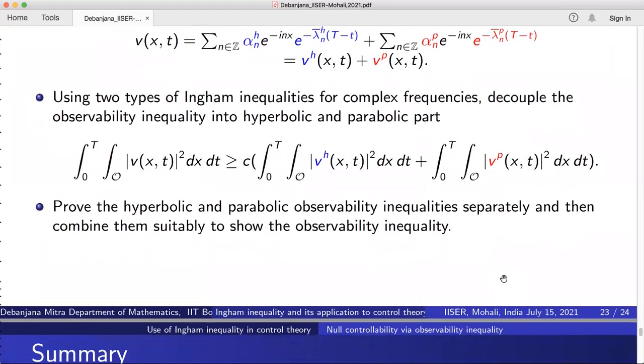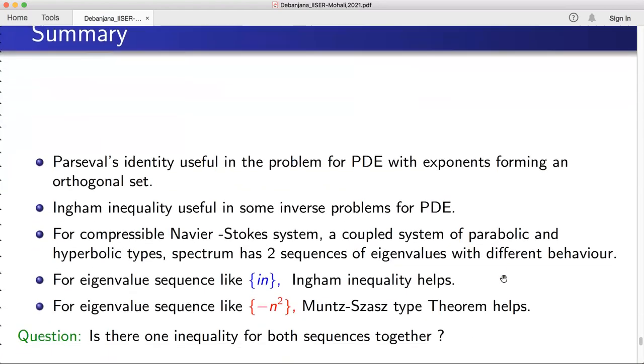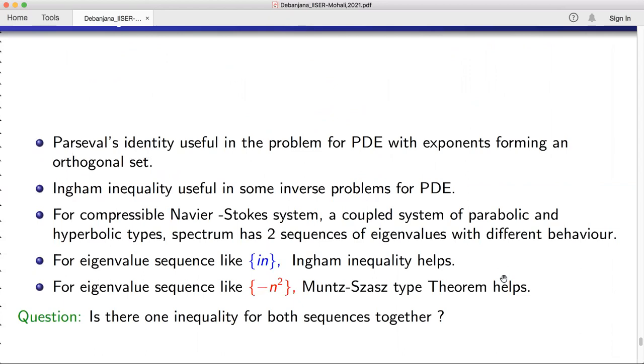So I will finish it here, but I will just summarize. The Parseval identity, we know it's very useful when we know that the exponents or basis functions are orthogonal, and it is helpful to study the direct problem and inverse problem both. But then a little bit of generalization could be done by using Ingham type of inequality, and it is very much used for inverse problems for PDE.